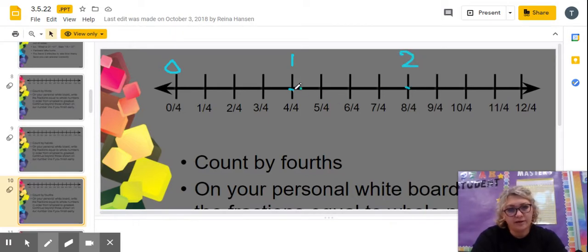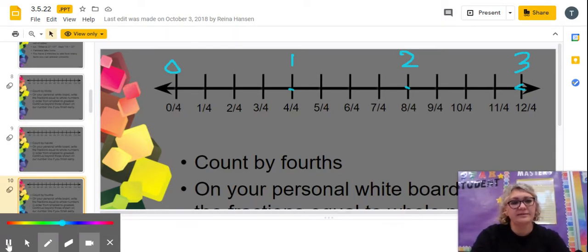So if you look here, 1, 2, 3, 4, 12 fourths is equal to 3. And you can go back and look, 12 divided by 4 equals 3, and so on and so forth. Okay, guys, I hope that this is clicking in your brain and it's making sense to you. Okay, let's keep going.